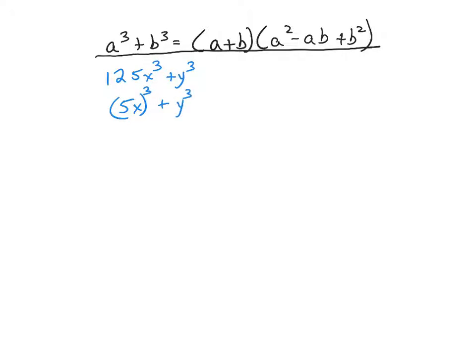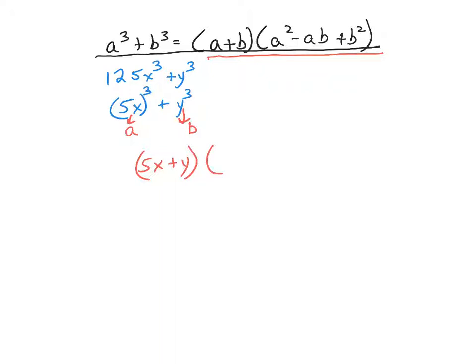And we are going to say that the 5x is equal to the a, and the y is equal to the b. So we're just going to put in the 5x and the y where the a and the b are in the formula. The formula says a plus b. So a is equal to 5x, and b is equal to y, so I have 5x plus y.